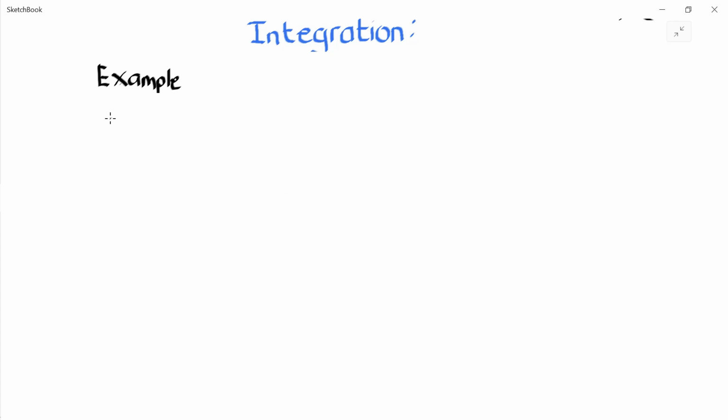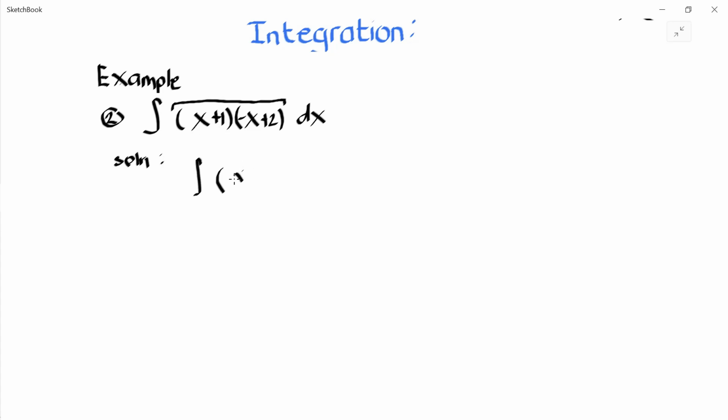There you have it. So for our next example, example number 2, find the integrals of x plus 1, negative x plus 2 dx. So first, we simplify this term right here. So for the solution, this is an integral of x plus 1, 2 minus x dx.